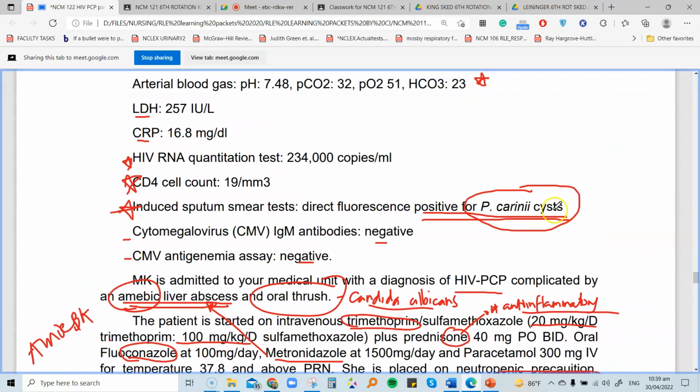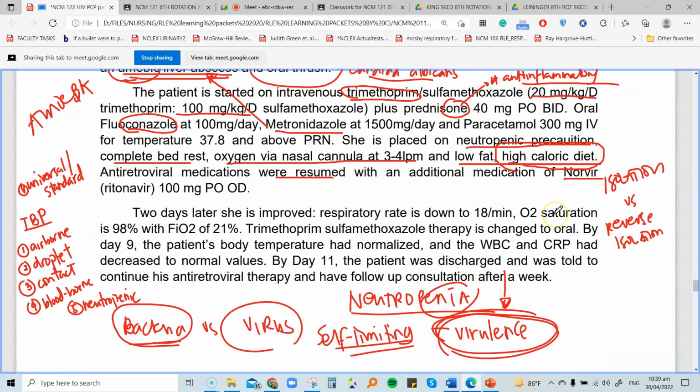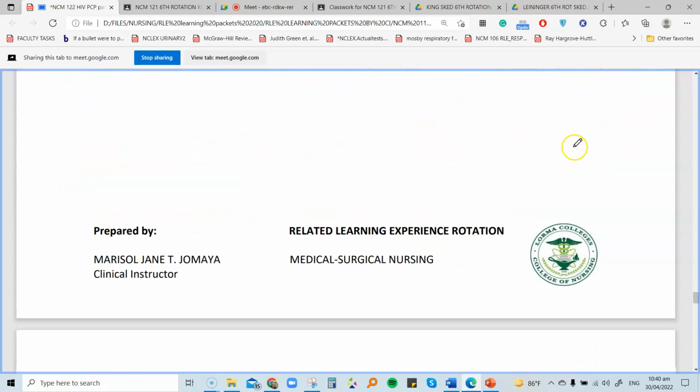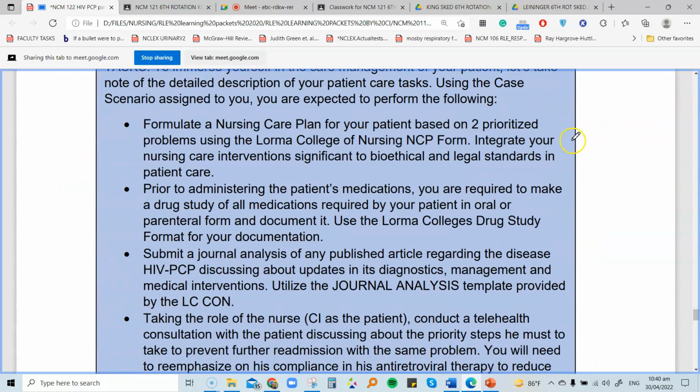So, that is for your case. Okay, information on your case. Do we have questions on the information on our case? Anyone? Clarification? Meron tayo? None? Okay, let's move on. These are your tasks.